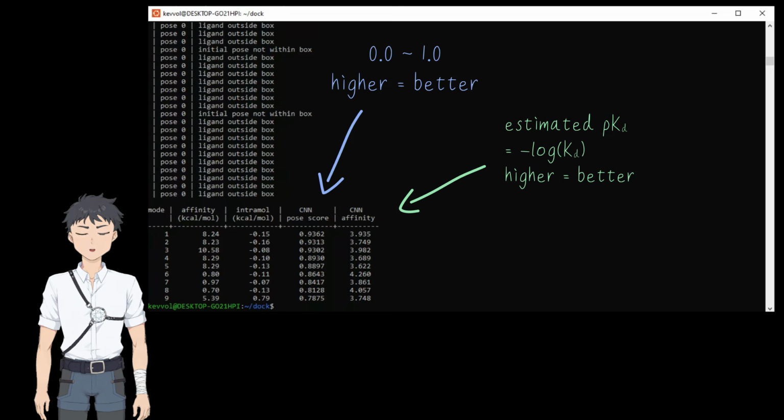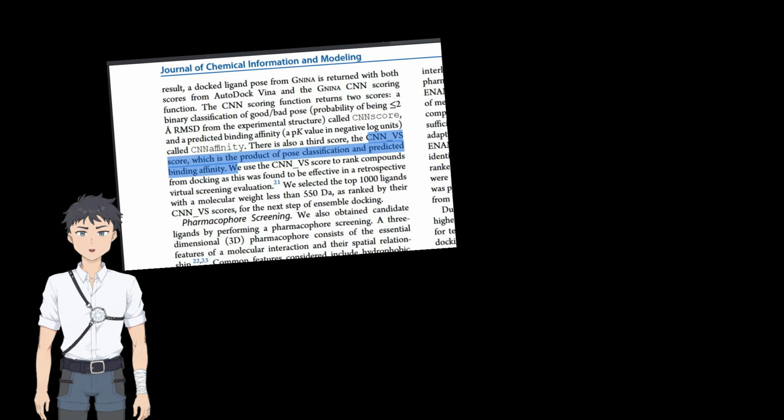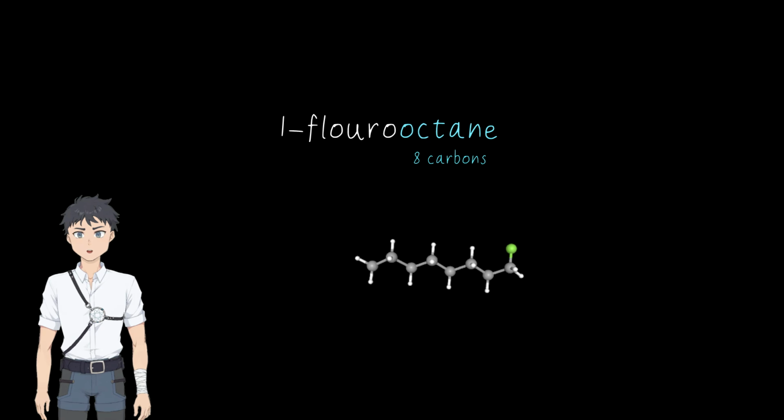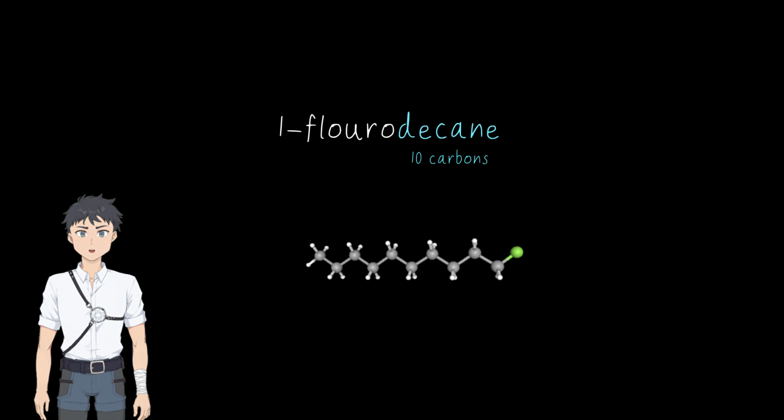Ideally, both should be increased at the same time. But I looked around and literature suggested that I use CNNVS, which is a product of the above two metrics, which will be large when at least one is larger and the other is not neglected. And in the spirit of trying new things, I will call my system with one fluorodecane.